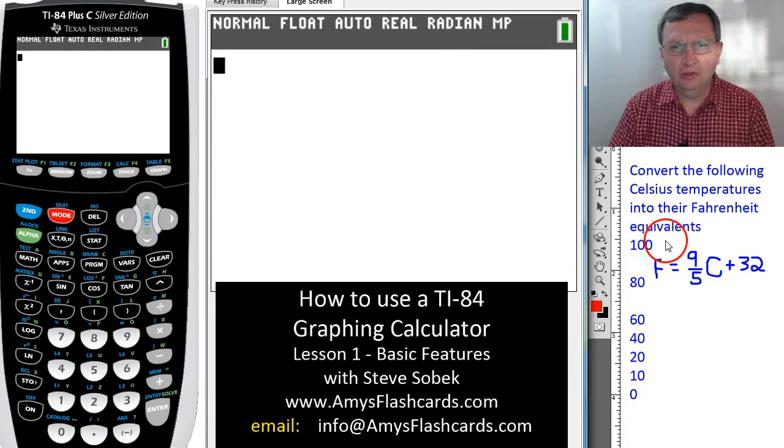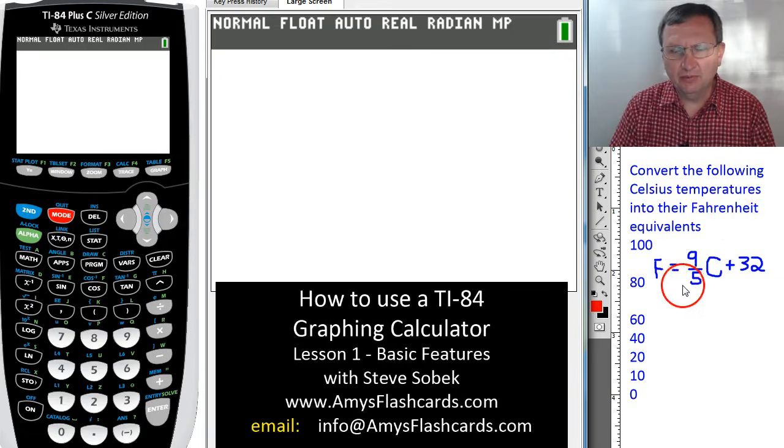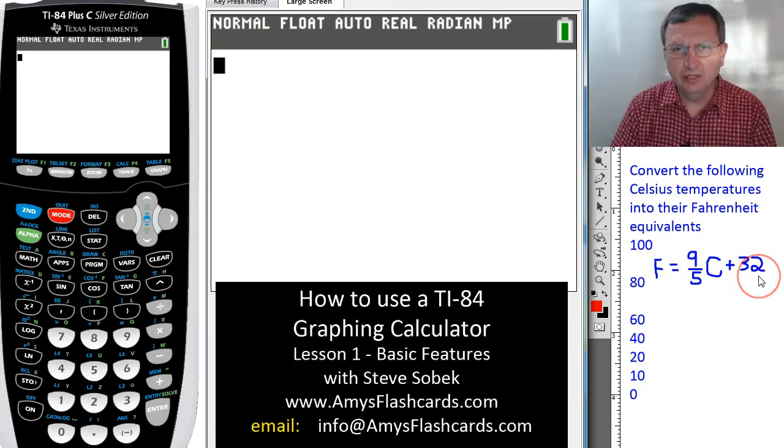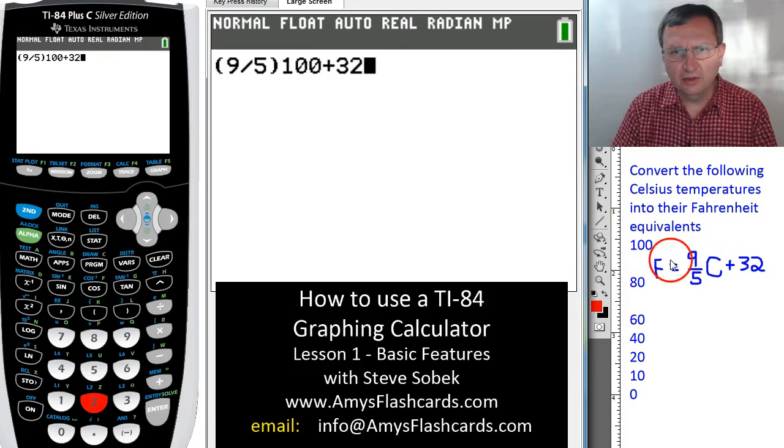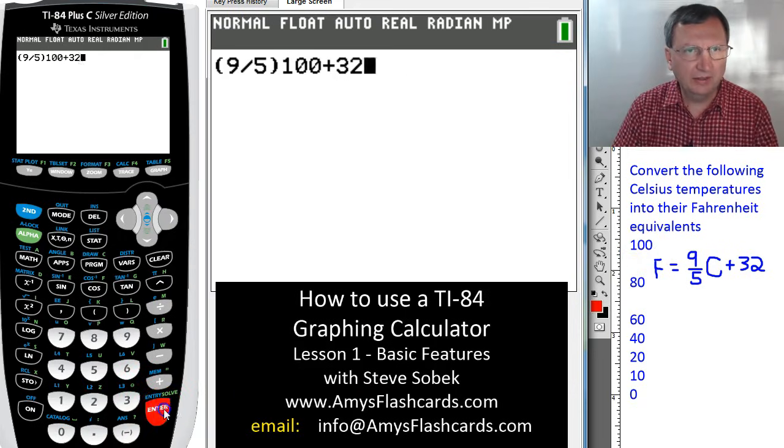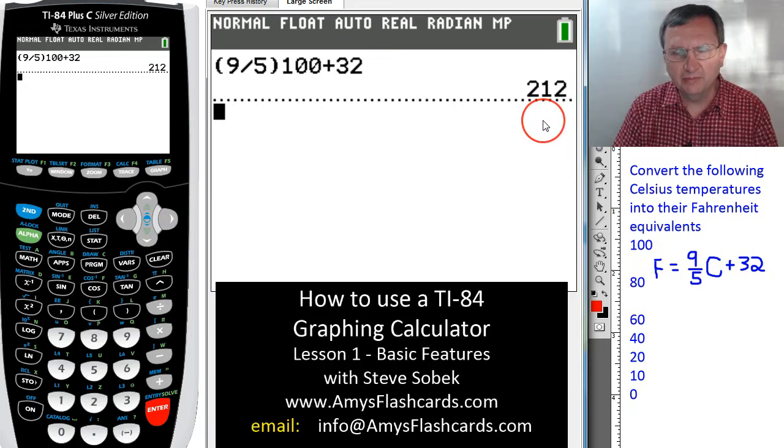All right, suppose we wanted to convert 100 degrees Celsius into its Fahrenheit equivalent. Well, here's the formula for changing Celsius to Fahrenheit, F equals 9/5 C plus 32. If you just had one problem to do, it would be no big deal to, in parentheses, type in 9/5 times, what did we say, 100, plus 32. By the way, you should know that 100 degrees Celsius, that's the boiling point, is the same as 212 in Fahrenheit. Hit the enter key and we get 212 as we expected.